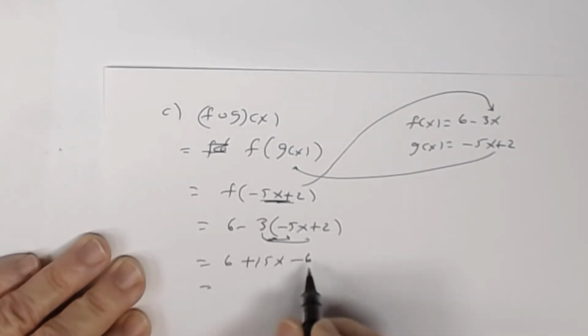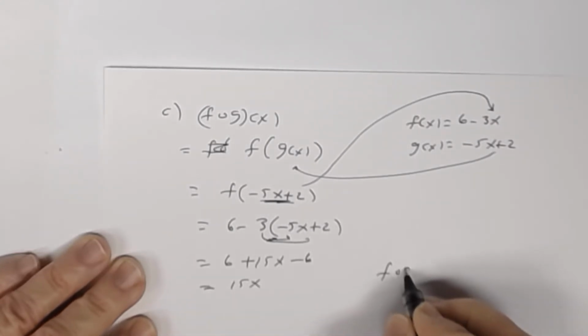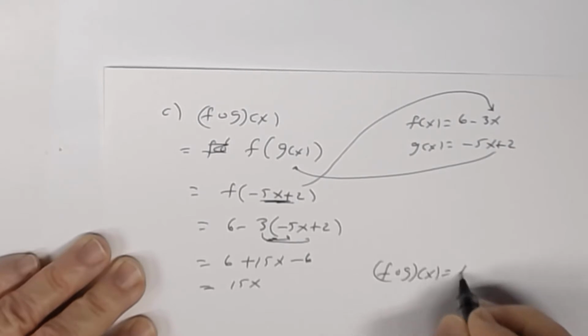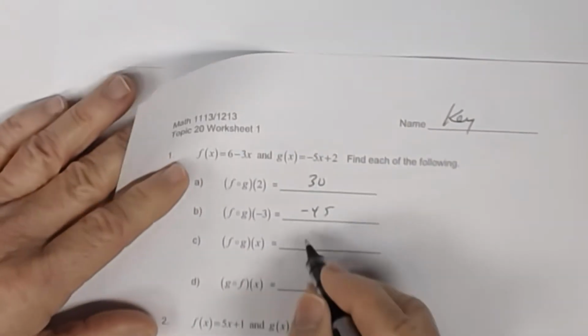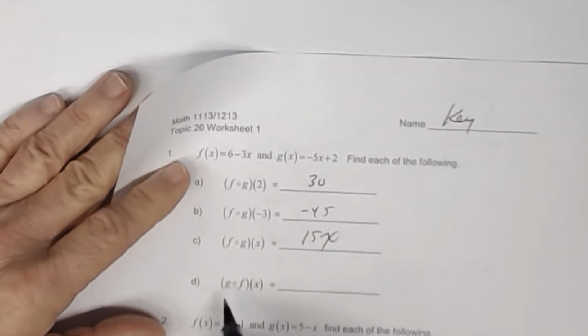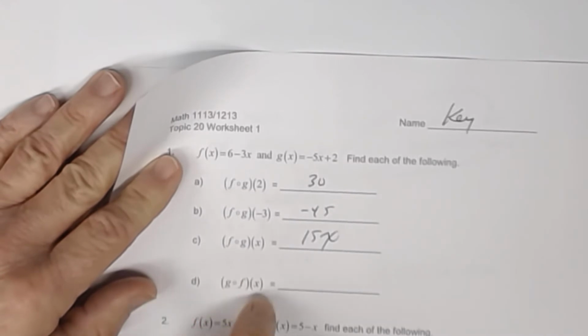And then notice the 6's cancel out. They add to be 0. And so I just get 15x. And so therefore, f composed with g at x is 15x. So that's this one, 15x. Okay, D. Now notice this was f composed with g, this is g composed with f.